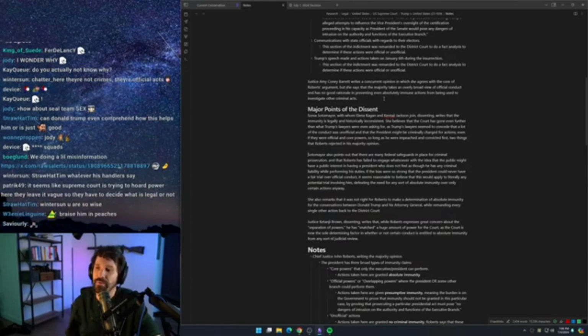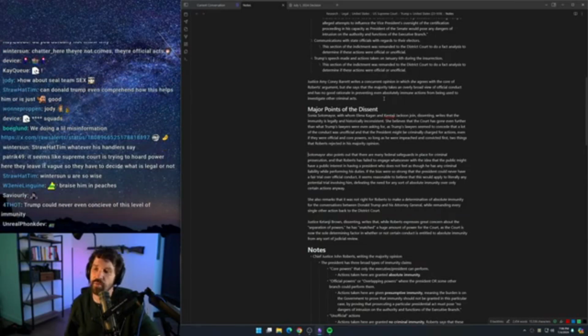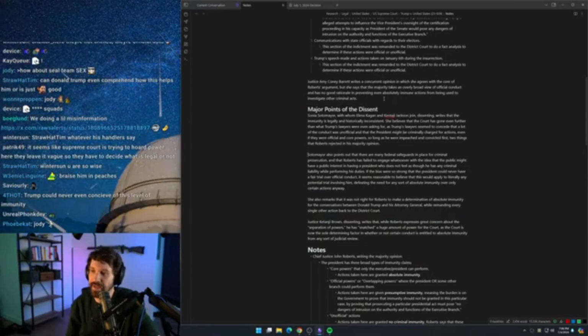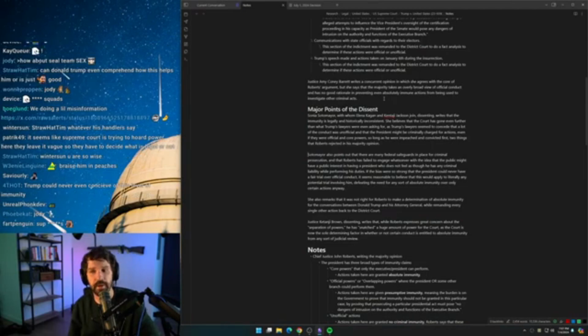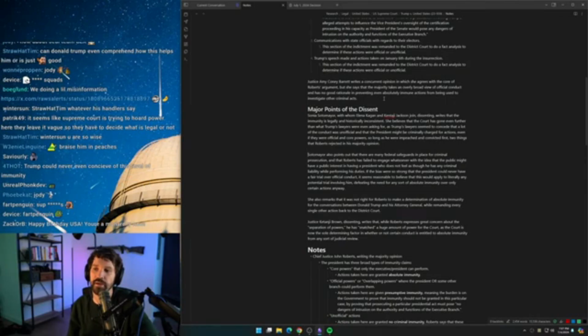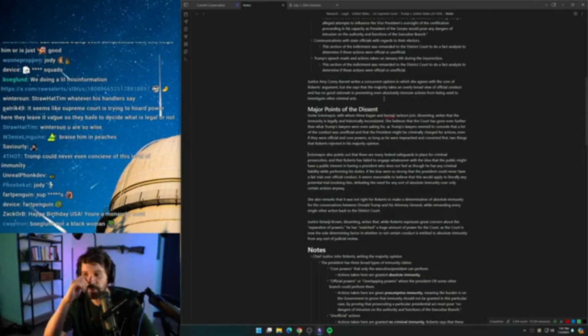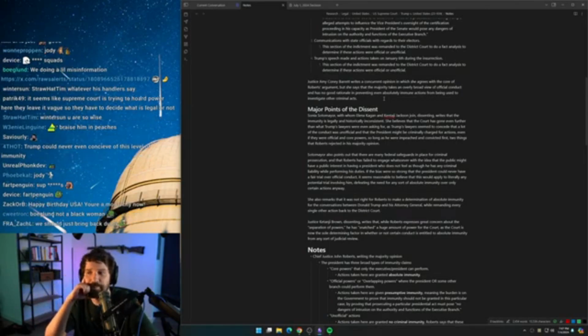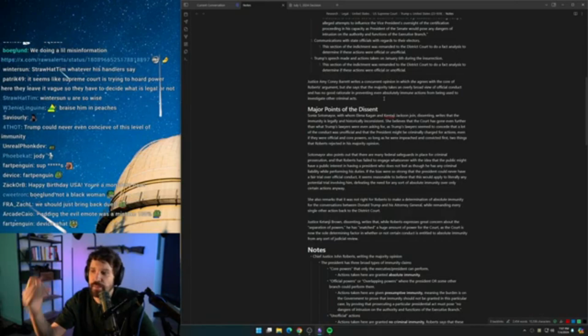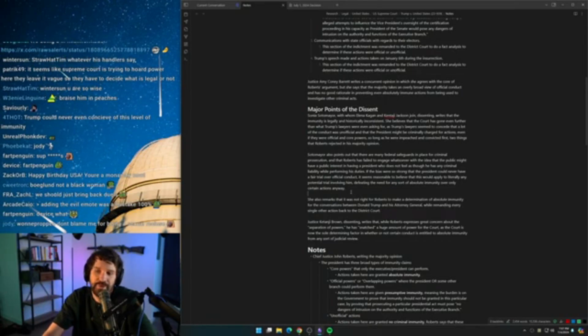Sotomayor also points out that there are many federal safeguards in place for criminal prosecution, and that Roberts has failed to engage whatsoever with the idea that the public might have an interest in having a president who does not feel as though he has any criminal liability while performing his duties. If the biases were so strong that the president could never have a fair trial over official conduct, it seems reasonable to believe that this would apply to literally any potential trial involving him, defeating the need for any sort of absolute immunity over any actions at all.